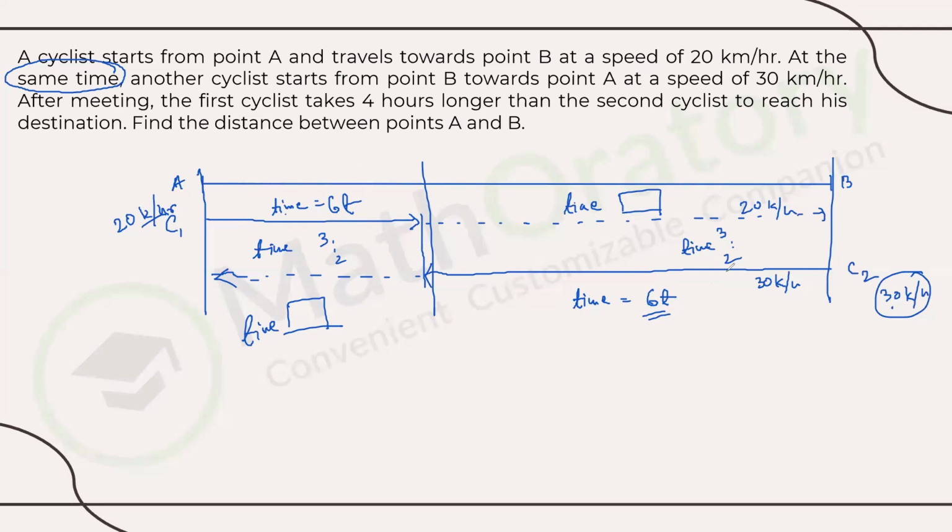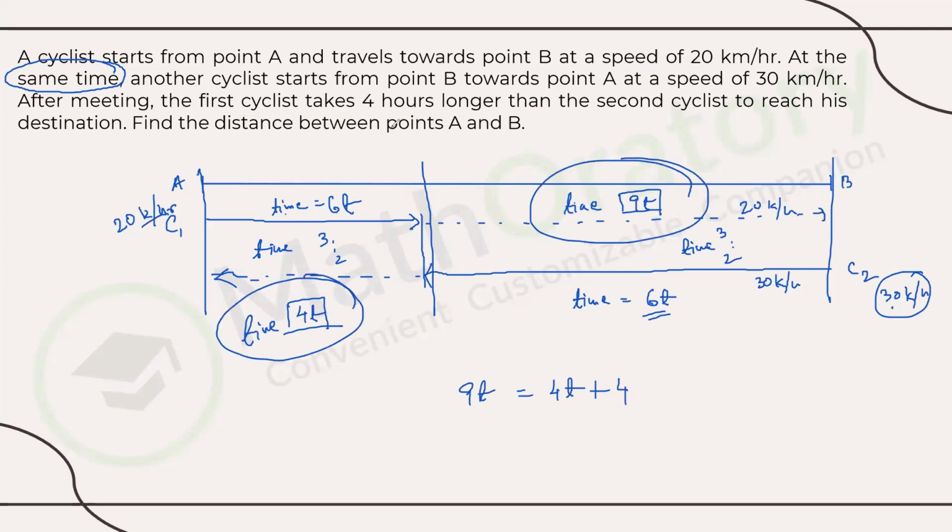Now the time here would be, as I said, 3/2 times of 6t. So that would be 9t. And in this case, it would be 2/3 of 6t. So that would be 4t. Now what do we know? 9t is basically 4t plus 4. That's it. Because this time should be 4 hours more than this time, as it says after the meeting. So just solve this, you get 5t is equal to 4, or t is equal to 4/5 hours. And as soon as you get that, you can figure out the answer.